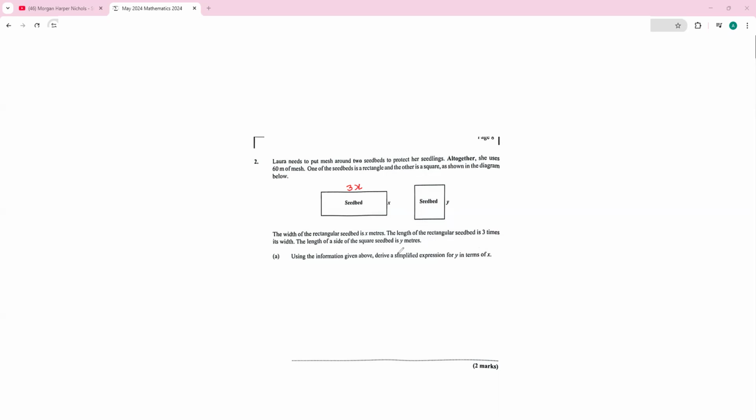All right, so far we know that the length of the rectangular seedbed is 3x and the width of it is x. Now, the length of the seedbed that is square in shape is y. So this here is the rectangular and this is the square.